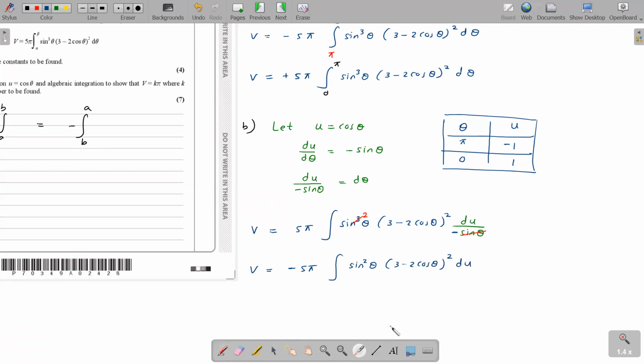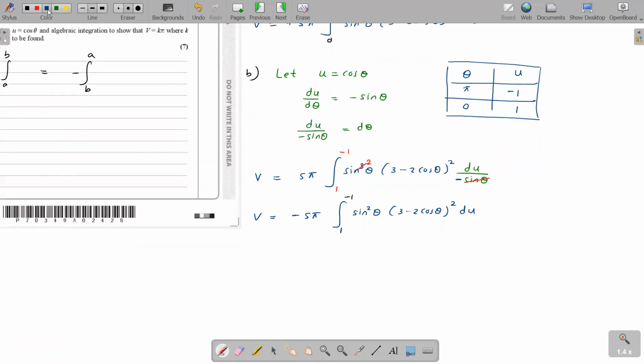So basically, I need to now replace the whole sum with u. And the limits also: the upper limit was pi, and that's minus 1, the lower limit is 0, it became 1. Okay, so your upper limit is minus 1, lower limit is plus 1. So basically, am I done with the substitution yet? No, because if I've correctly done it, I need to make sure that there's no theta in the sum at all. Everything must be in terms of u. So I can't integrate yet.